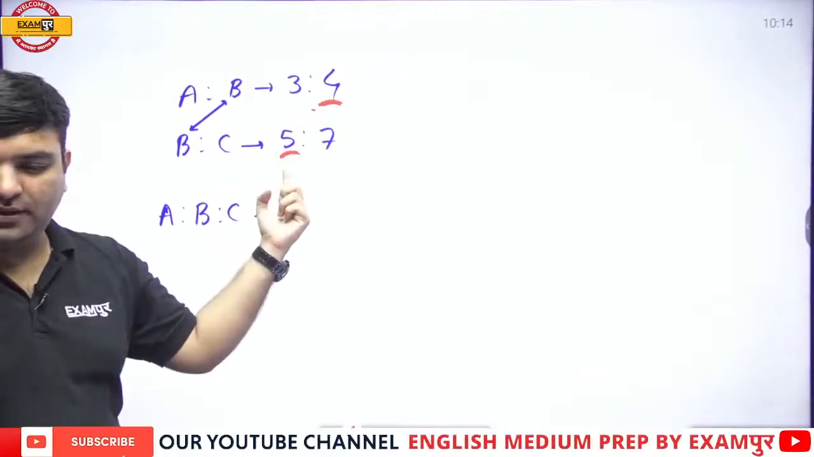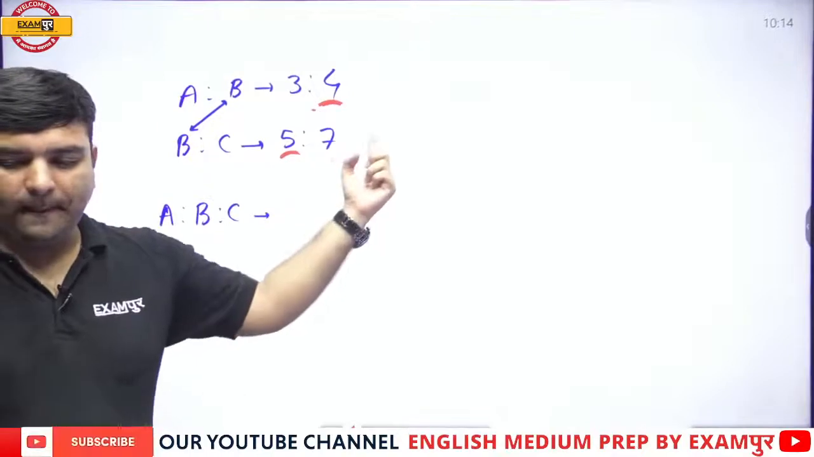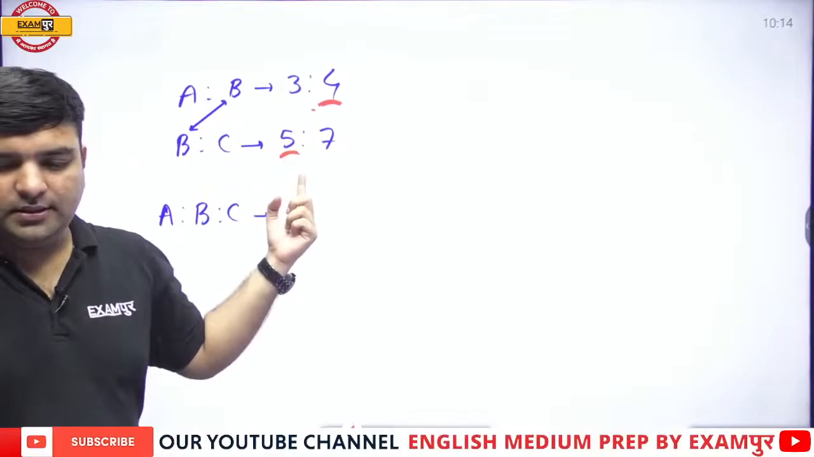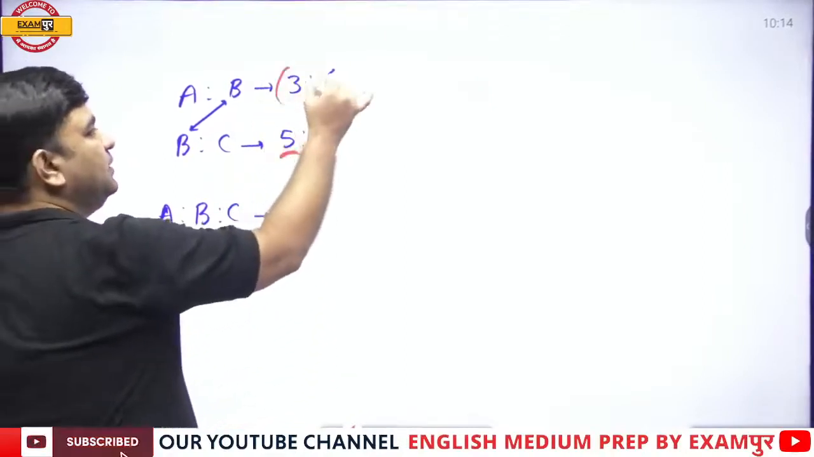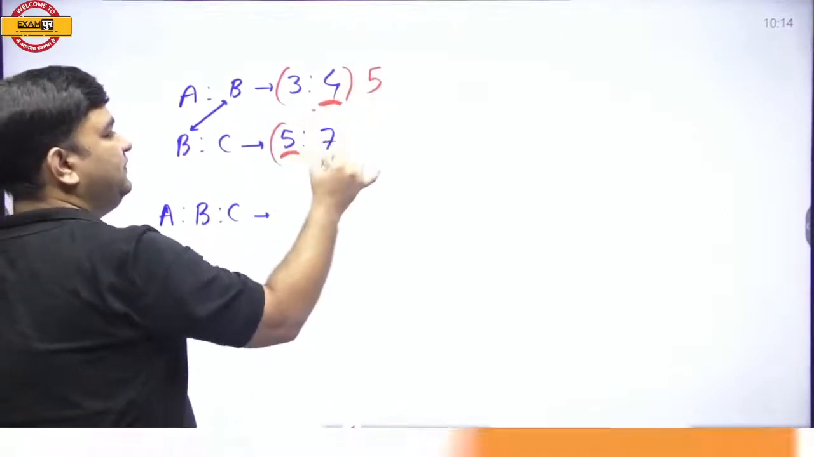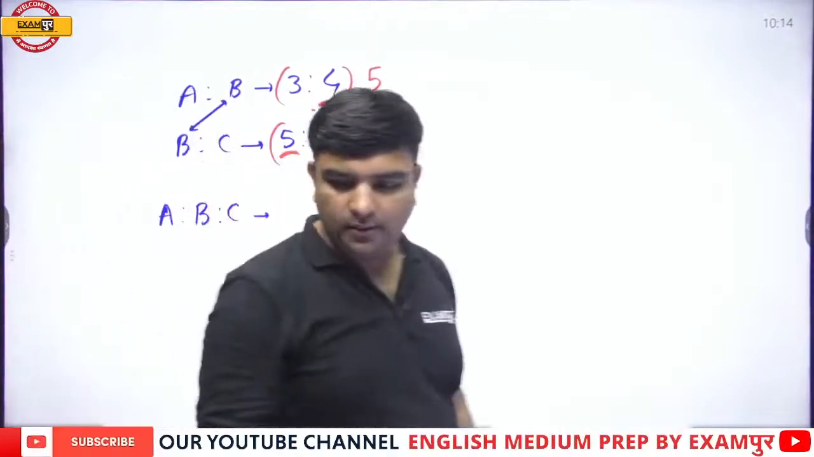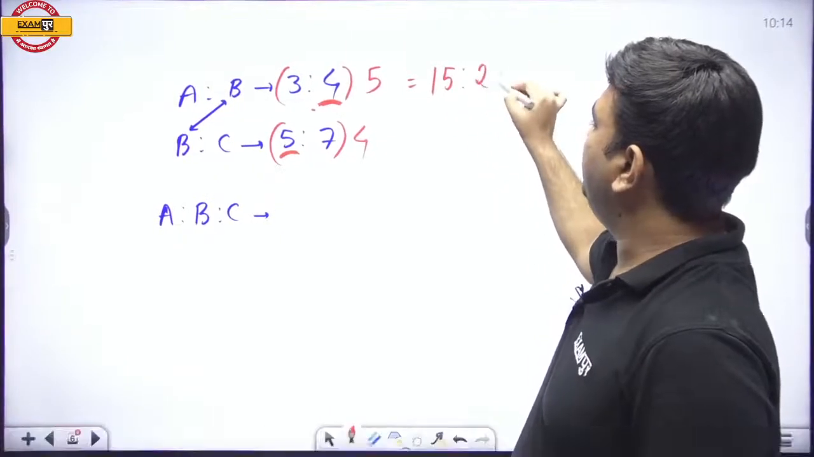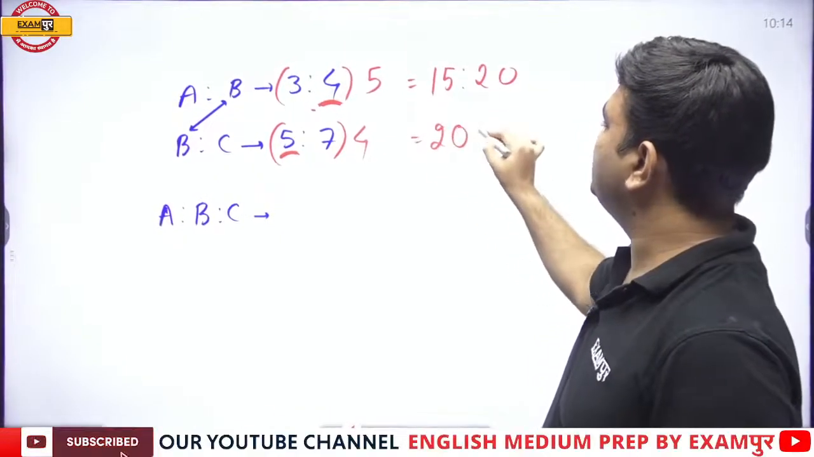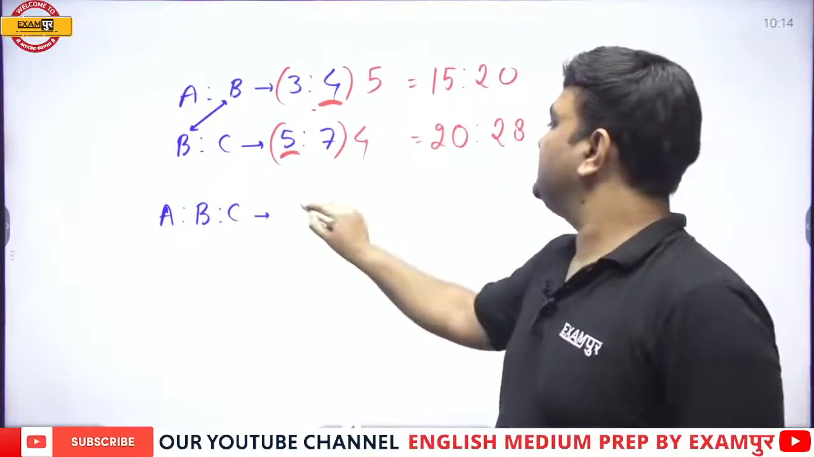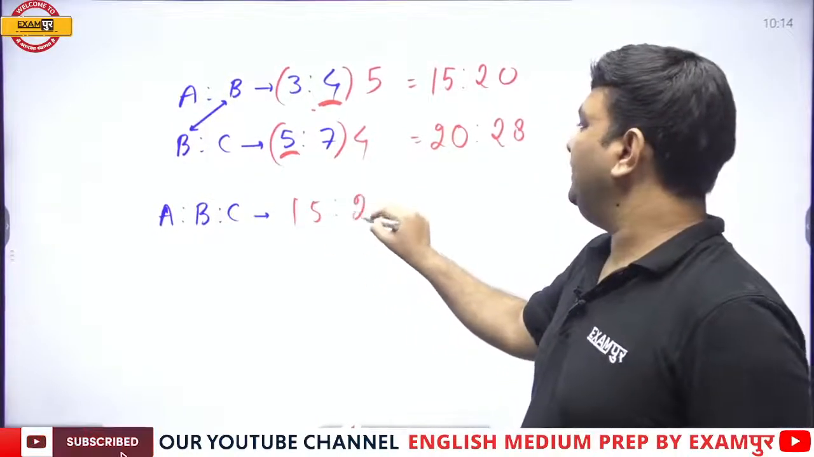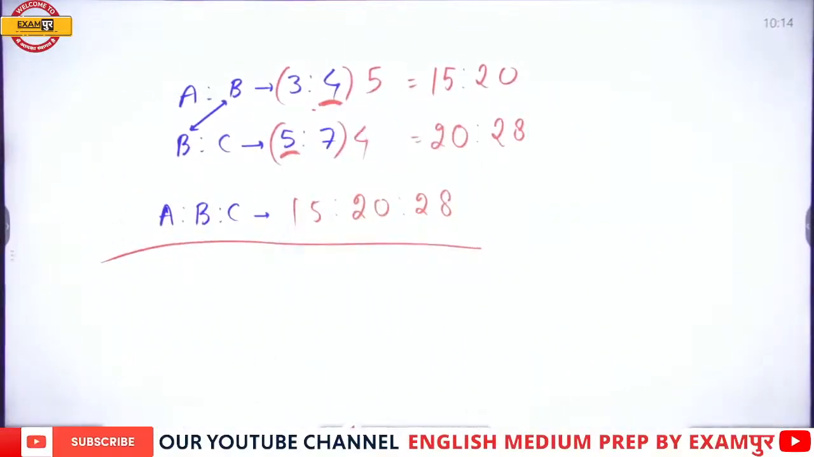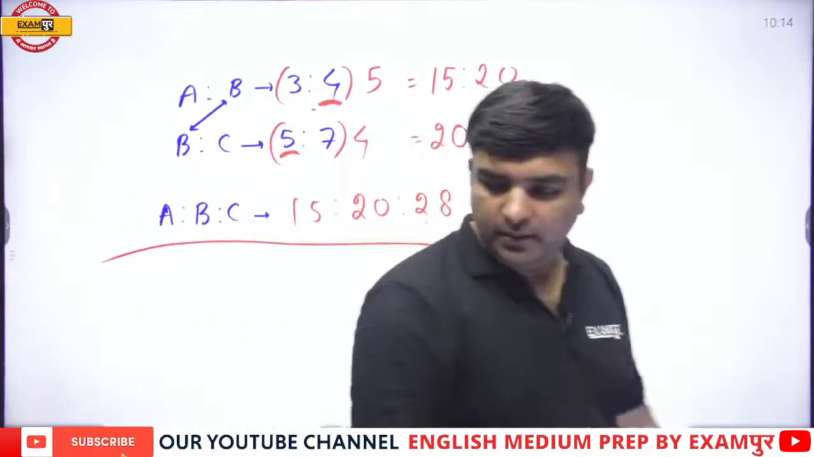It's 4 here, it's 5 here. How can you make 4 and 5 the same? Multiply by their inverse, 5 and 4, to make 20 each. So A ratio B will become 15 ratio 20 and B ratio C will become 20 ratio 28. So A is 15, B is 20 and C is 28. Is it absolutely fine?